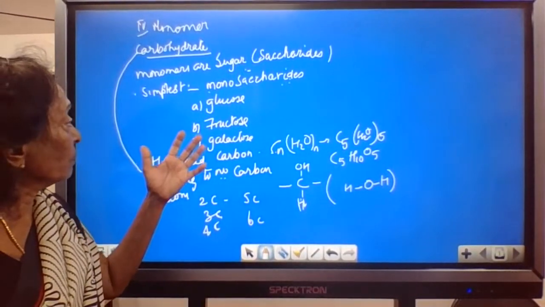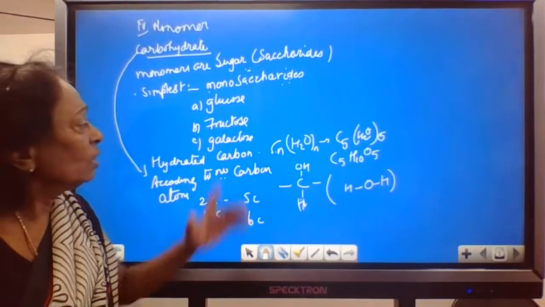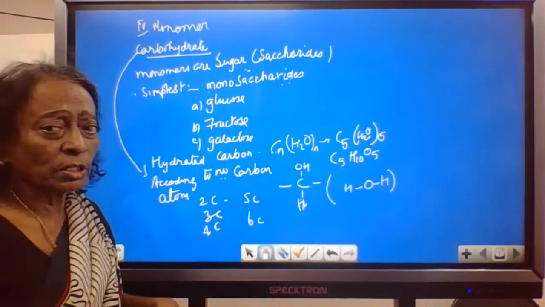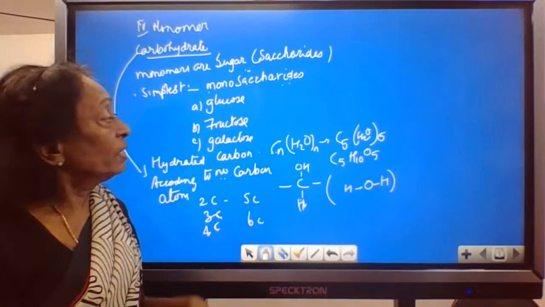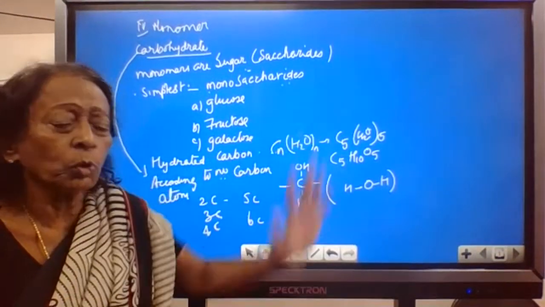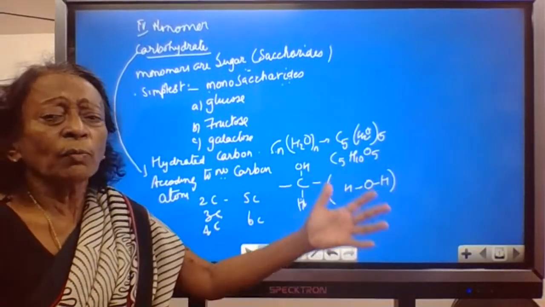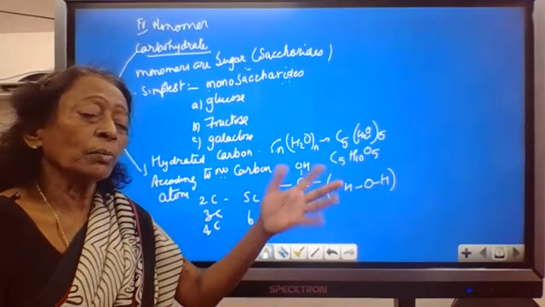Now when you are talking about the simplest, there are only 3 basic building blocks: glucose, fructose, galactose. In combination, they can form a number of polymers. It can be a number of glucose: 2 glucose, 3 glucose, 4 glucose. If 2 glucose are bonded, it will form one sugar. If 3 are bound, another sugar. If 10 are bound, another sugar.